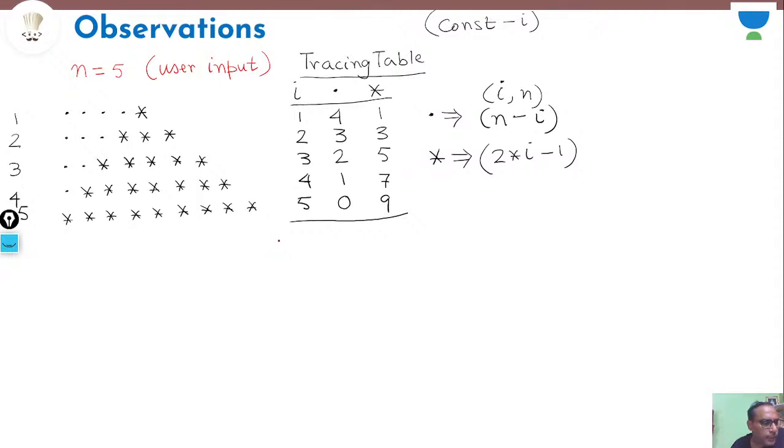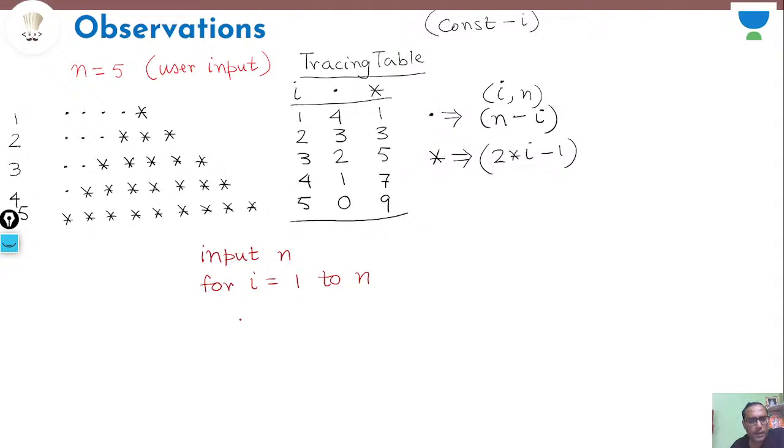Okay, thank you, Abhishek. So now we have got it. Now how to write the program? First one is input n. What is input n? That is the number of layers. Next, for n number of layers, I must have one for loop: for I is equal to 1 to n.